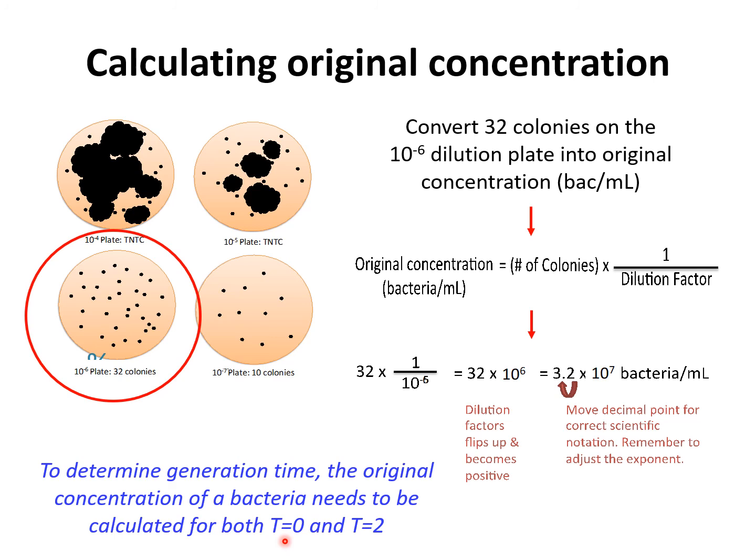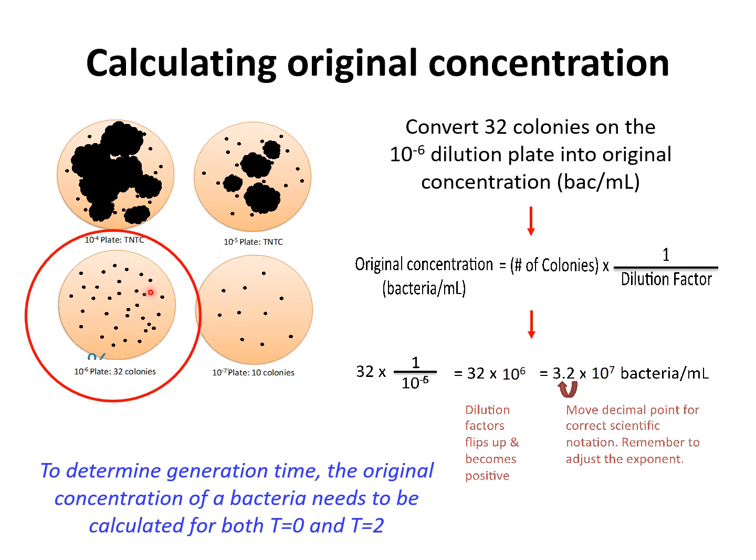So you take your original batch, you go through the serial dilution, and that would be your t equals 0 minutes. After you dilute it and you plate it, you take that same original tube, you stick it back in the incubator for 2 more hours. After 2 hours, take that tube out of the incubator and repeat the serial dilution again. So you're going to repeat the whole process again.